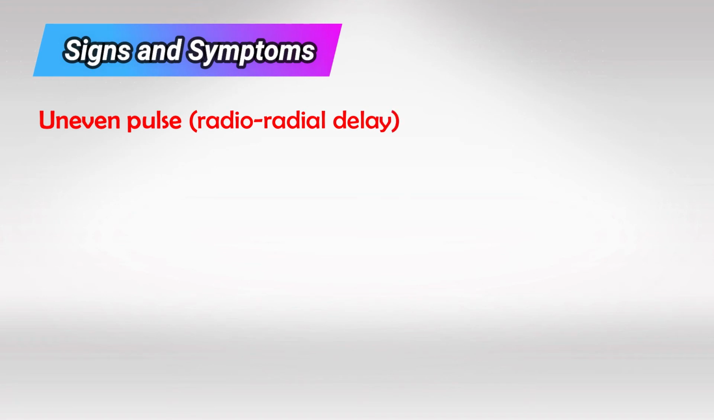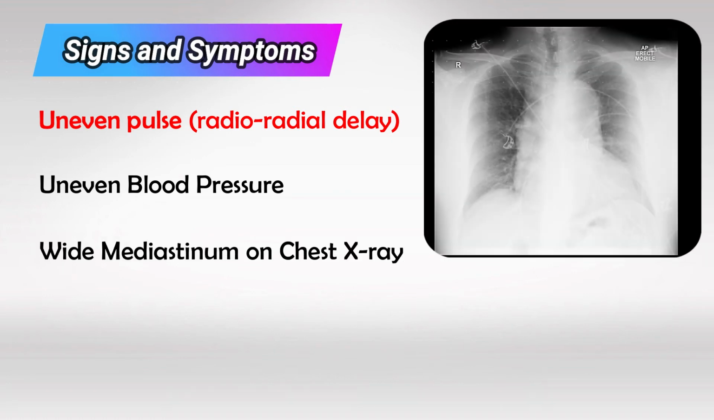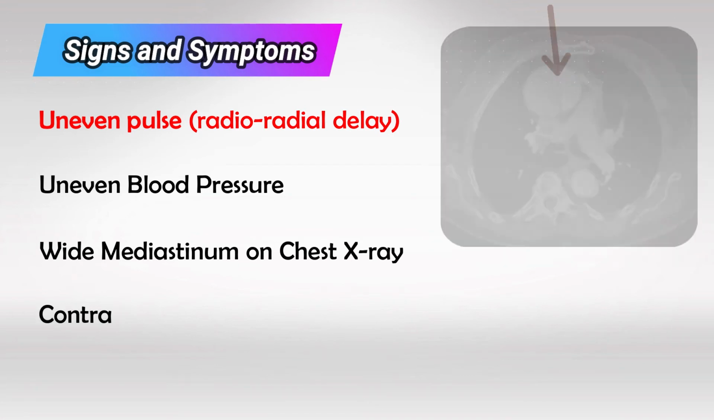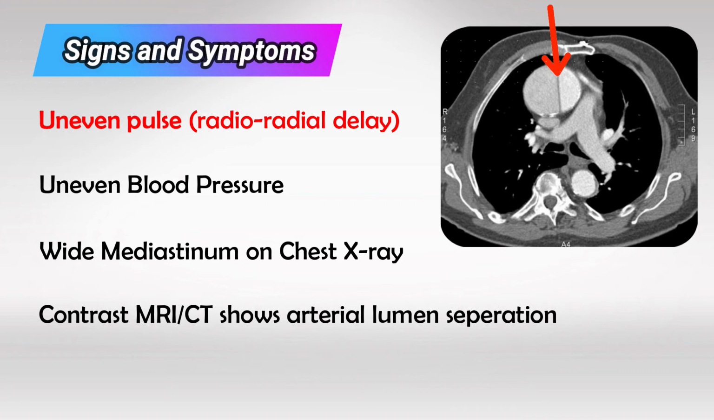A telltale sign in aortic dissection is uneven pulse between the two arms. This is also referred to as radio-radial delay. The blood pressure between the two arms will also be affected. If you did a chest X-ray, you'll see a wide mediastinum. And if you performed a contrasted MRI or contrasted CT, you will see the separation between the true and false lumen.